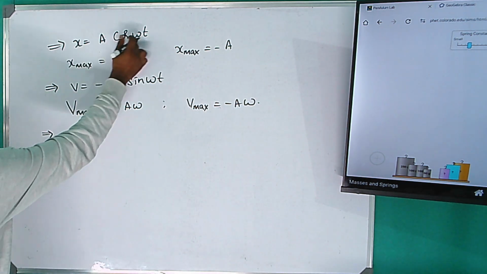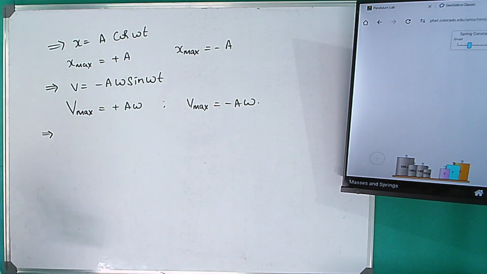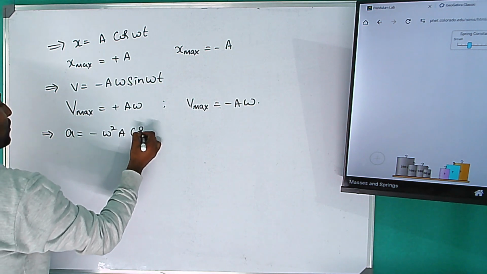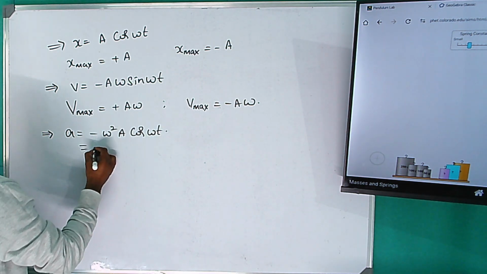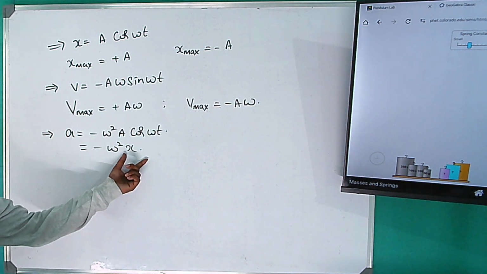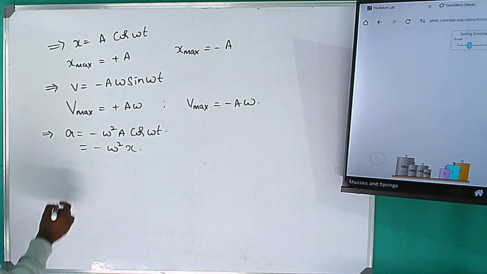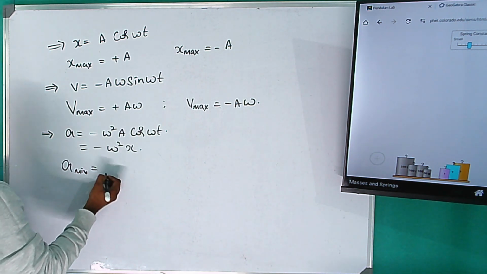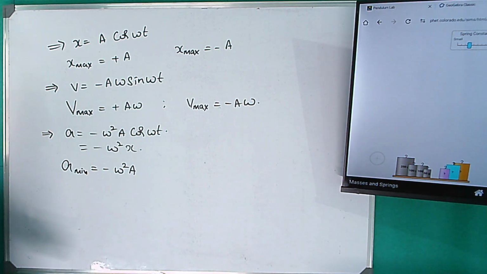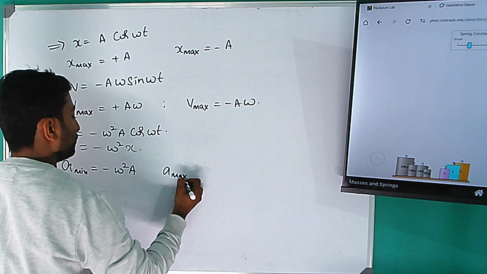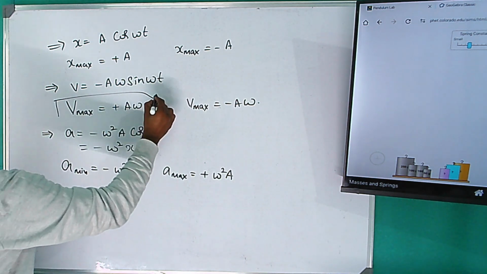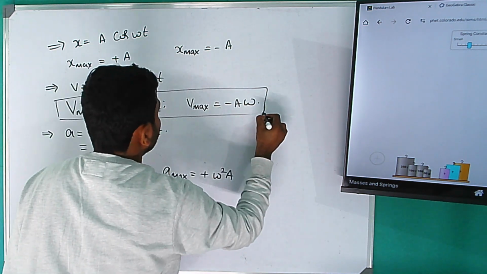So if this is the equation of displacement, this will be the equation of velocity, and acceleration is given by minus omega square a cos of omega t, or else minus omega square into x. When x is maximum, a is minimum. So therefore a minimum is equal to minus omega square a, and a maximum is equal to plus omega square a. Did you understand? So these are very important points for objectives.